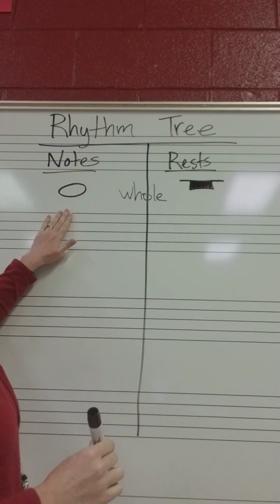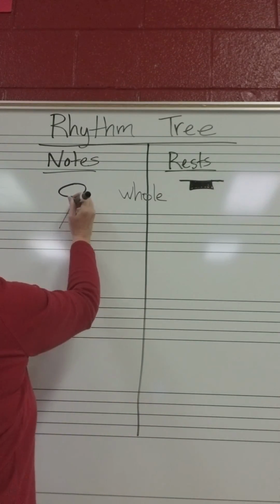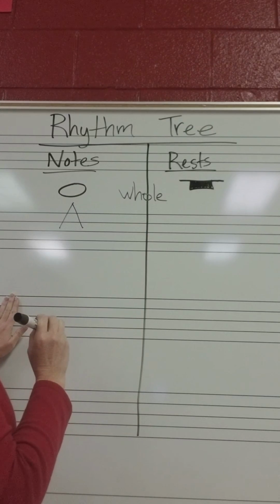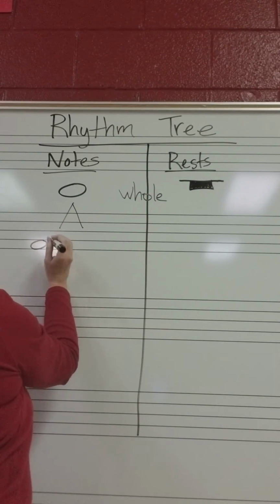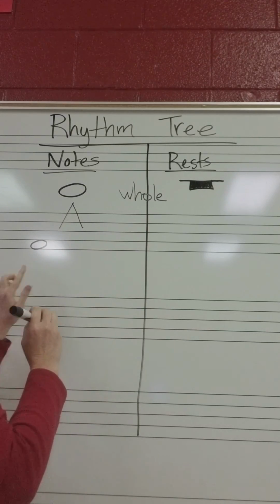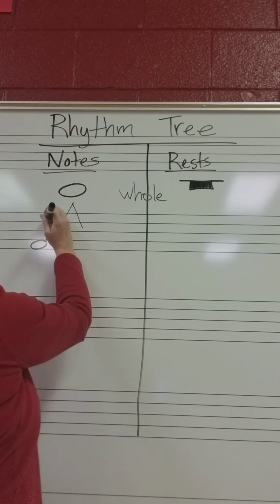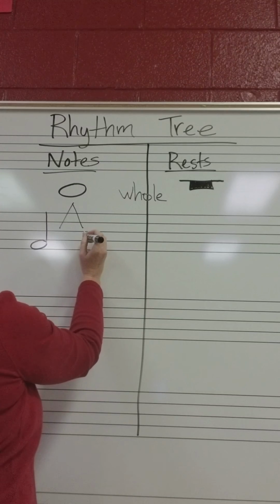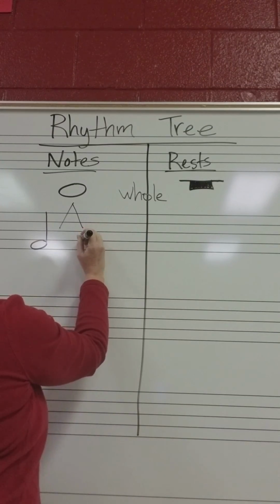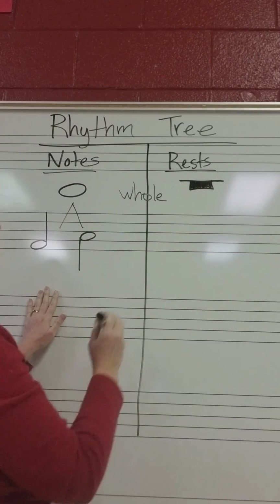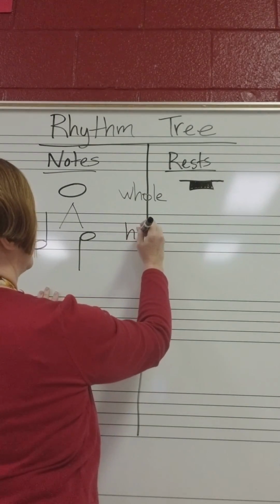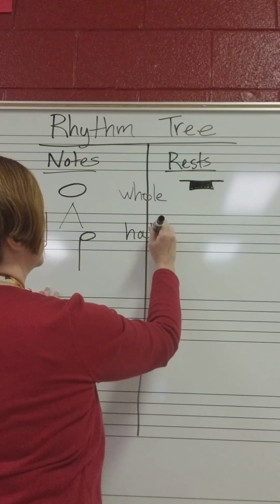We're going to get into splitting it in half. So half of a whole. We're going to draw our note head first. We're going to keep it open. And you can draw the stem going up, or you can draw the stem going down. All right, and there's your half. I'm going to go ahead and write the word half right here in the middle.